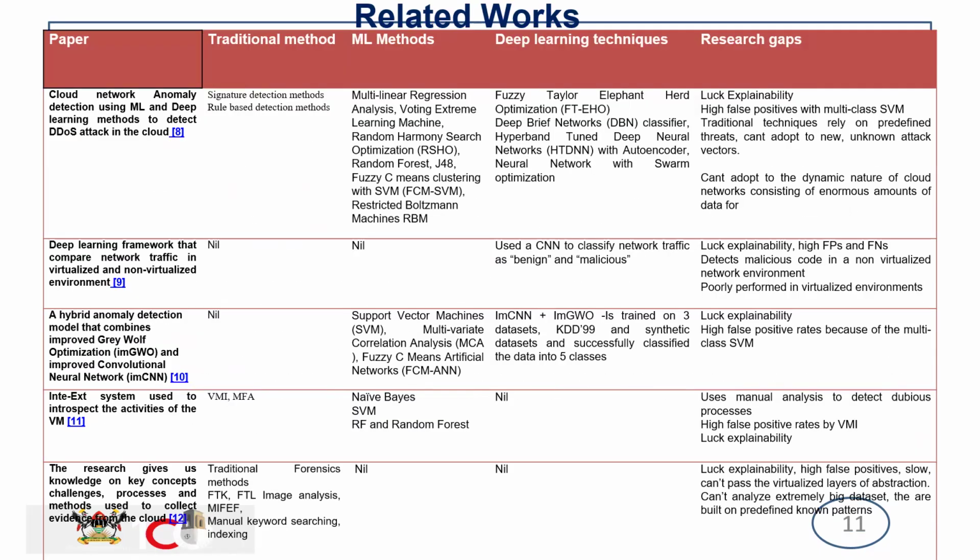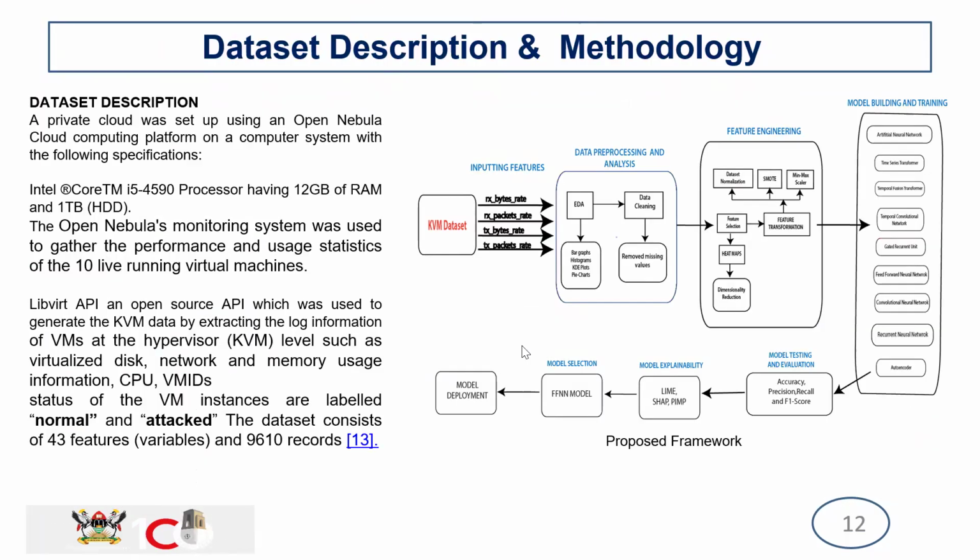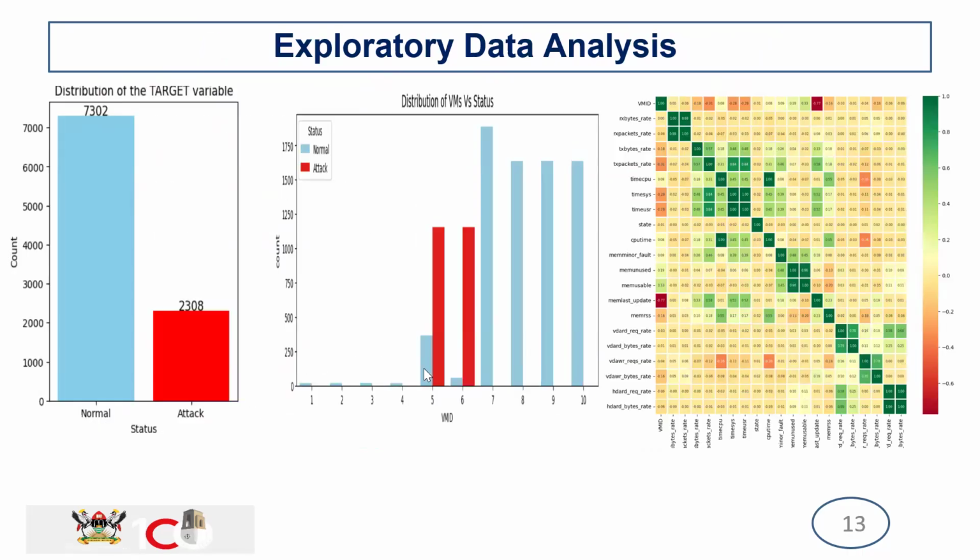Related works. This table shows some related literature, dataset description, and methodology. This is the proposed framework. I used what we call the KVM dataset, inputting the features. I did data processing analysis. I did feature engineering, model training. Then I did model testing and evaluation, model explainability. I did model selection and model deployment.